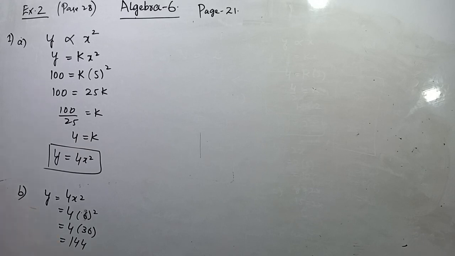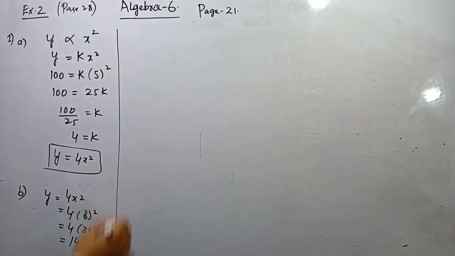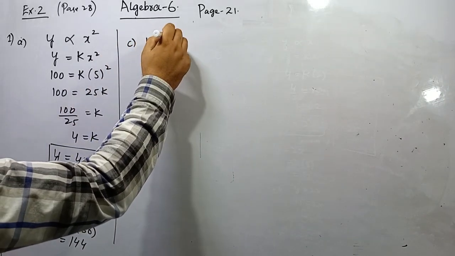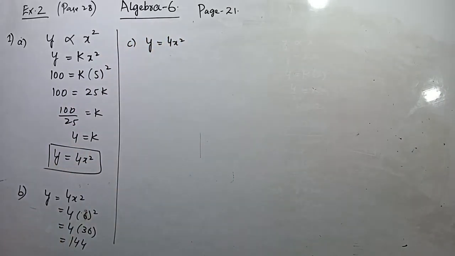Now find the value of x when y is 64. Now you can see here the C part is we have the equation, the formula y is equal to 4x square, and this y is 64.